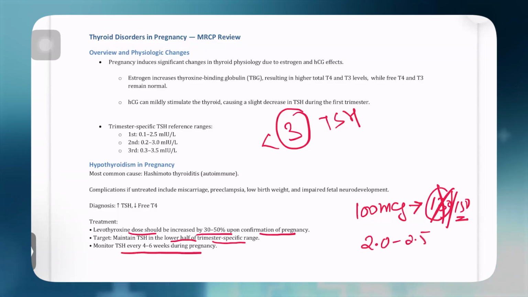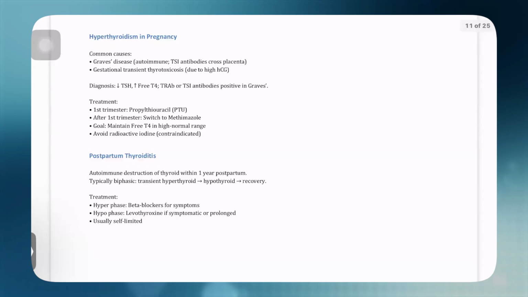Monitor TSH every 4 to 6 weeks during pregnancy. So, how much time does it take for TSH to re-establish? It is 45 days. So, essentially, 4 to 6 weeks is the time. Hyperthyroidism in pregnancy, the common causes are the usual causes like Graves' disease and autoantibodies, and gestational transient thyrotoxicosis because of beta HCG. I told you beta HCG directly stimulates the thyroid to produce T3 and T4.